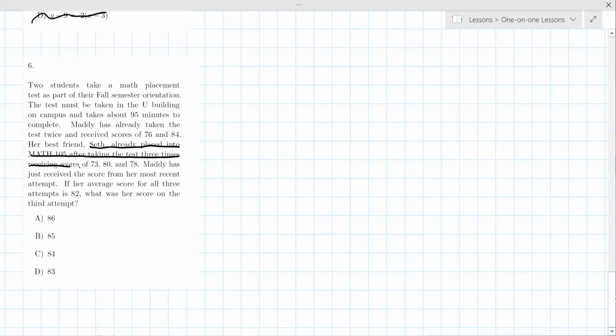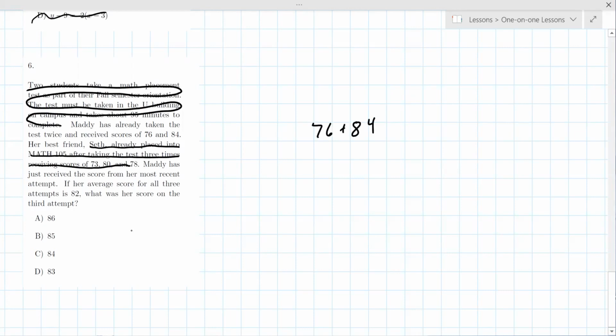All right. So if you remove all the stuff that's not relevant, you only have to read that much of the problem. Maddie took the test twice and received scores of 76 and 84. But her average for all 3 scores is 82. So how do you calculate an average? Do you recall that? No.